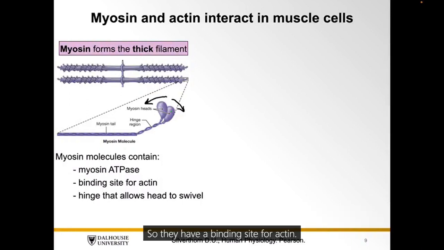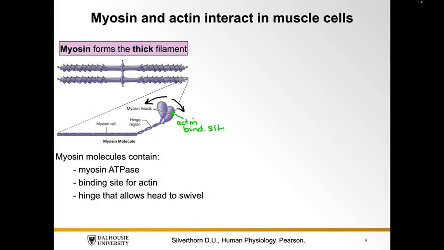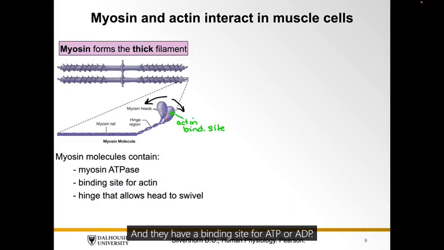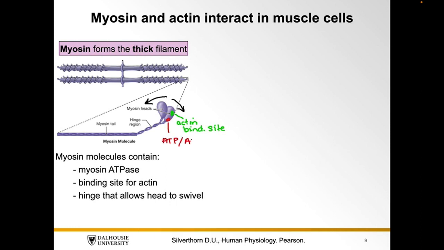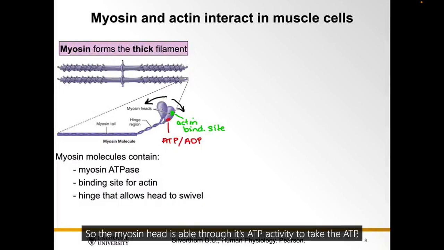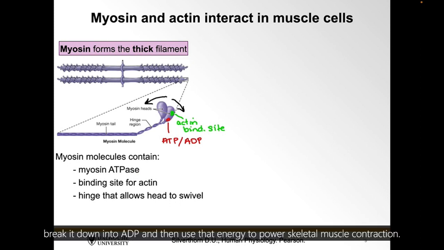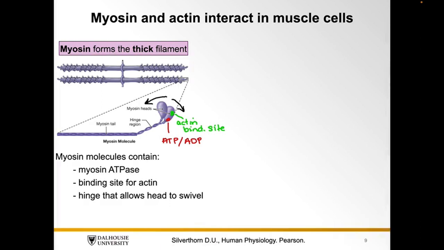What's really important here is that the head of the myosin have binding sites for two important proteins. So they have a binding site for actin, and they have a binding site for ATP or ADP. So the myosin head is able, through its ATPase activity, to take the ATP, break it down into ADP, and then use that energy to power skeletal muscle contraction.